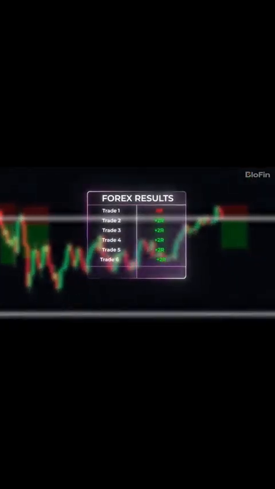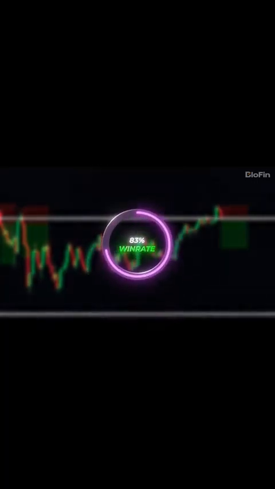Out of 6 trades we took on Euro USD, the strategy gave us 5 wins and only 1 loss, with a total gain of 9R. That's about an 83% win rate on the Forex market, which is a very solid result.